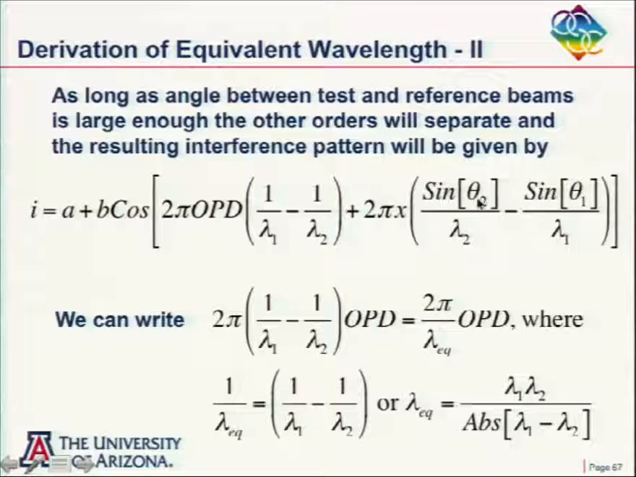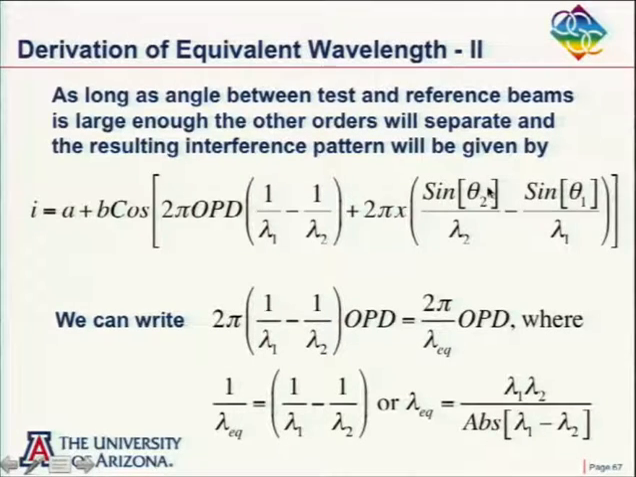And I can vary the tilt in the interference pattern by varying theta 2. And I can get rid of the tilt by making sine theta 2 over lambda 2 equal to sine theta 1 over lambda 1. Or I can have whatever tilt I want and get my OPD here.